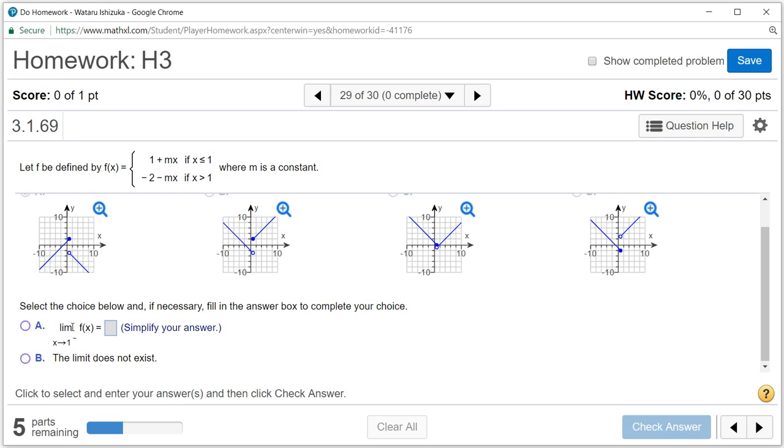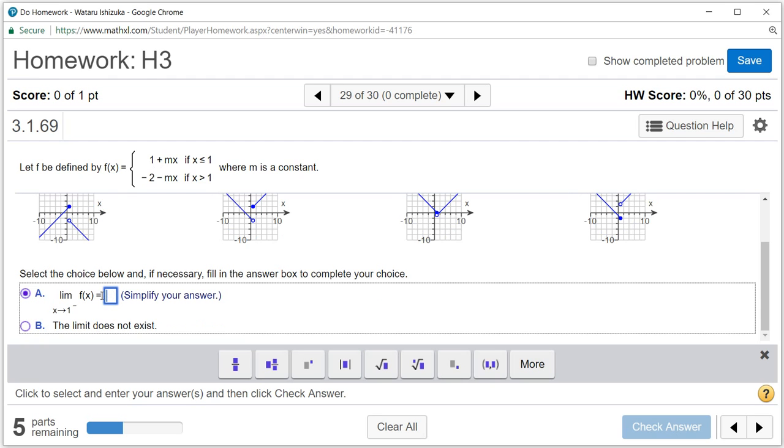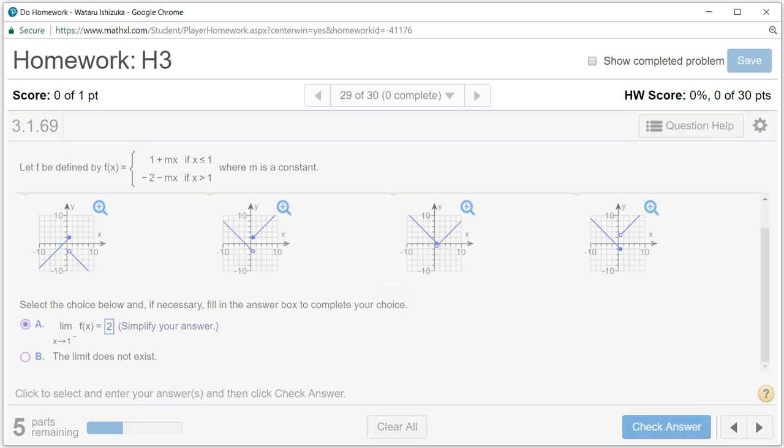We're talking about the limit of this function as x approaches 1 from the left. Since you're approaching from the left, x is smaller than 1, so we have to use the top formula. It's going to be 1 plus 1x. Then as x approaches 1, we just plug in 1 here: 1 plus 1 times 1, so it's 2. Check the answer. We got that.